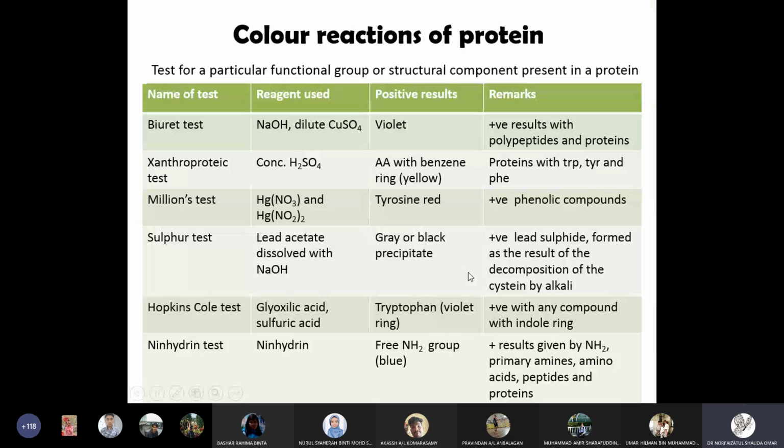Okay, this is on the chemical reactions. These are the tests that you can do to identify the protein. You don't need to know this in detail. This is just for you to know what tests we can do to identify the protein.